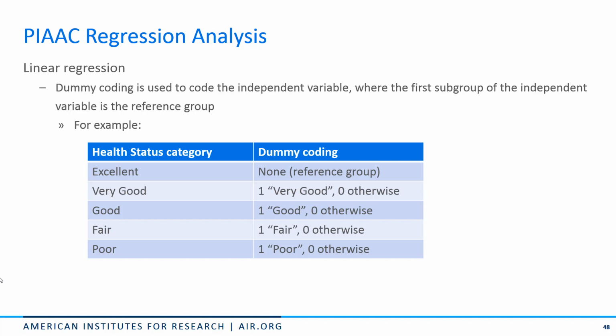A good dummy variable, 1 for respondents who answered good, 0 otherwise. A fair dummy variable, 1 for respondents who answered fair, 0 otherwise. And a poor dummy variable, 1 for respondents who answered poor, 0 otherwise. The reference group excellent is excluded from the regression analysis. This way, each of the other health groups are compared to the excellent group.